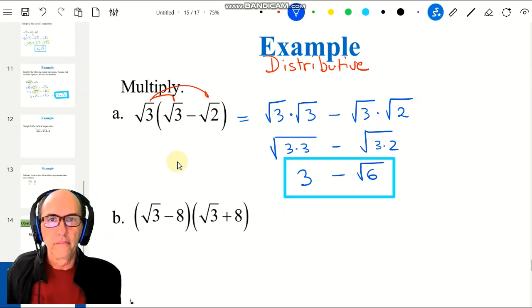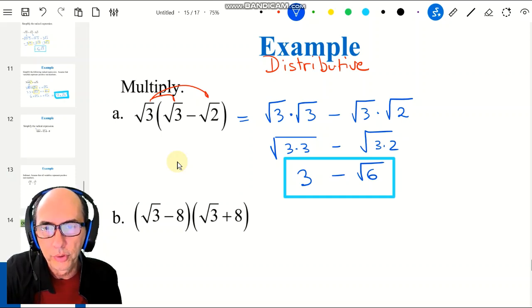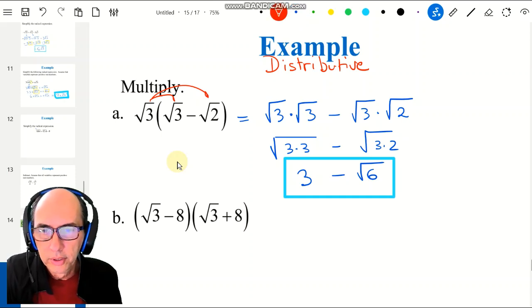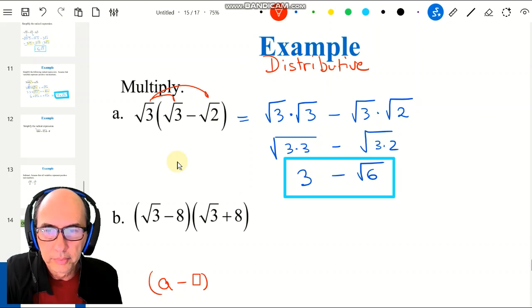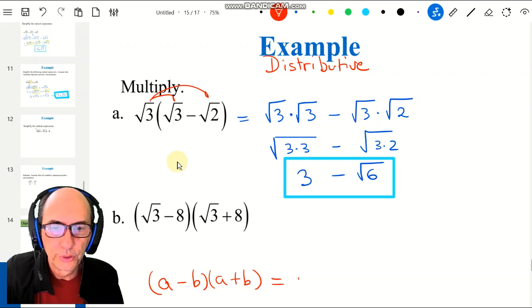Letter B. We have a square root of 3 minus 8 times the square root of 3 plus 8. Look, you can use FOIL method, you can use distributive property, but there is a formula. I'm going to write down the formula here at the bottom. So if you remember, a minus b times a plus b equals, this is difference of two squares, a squared minus b squared.